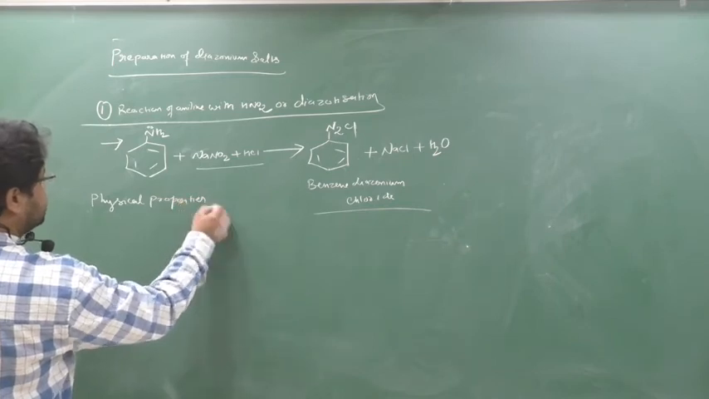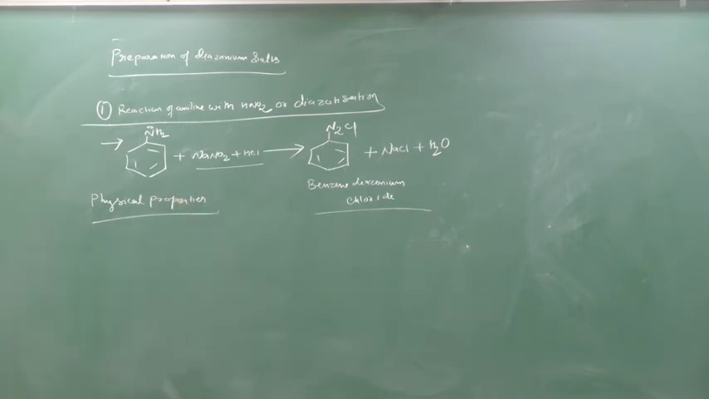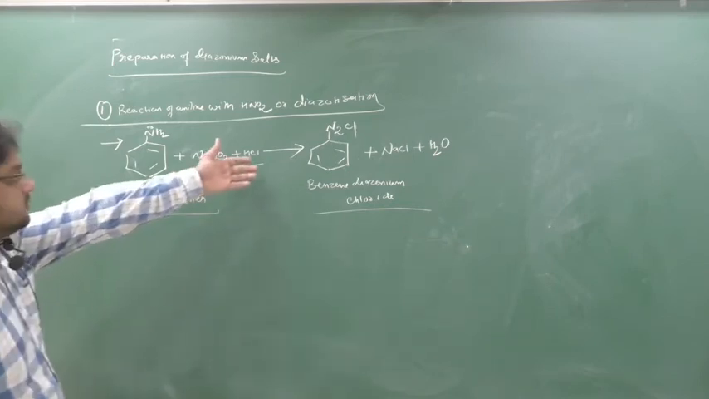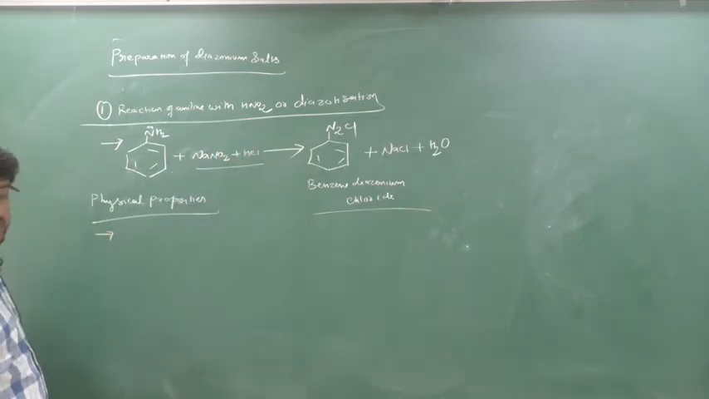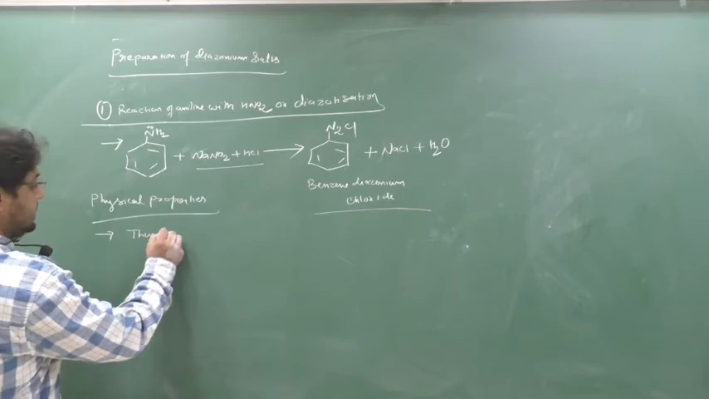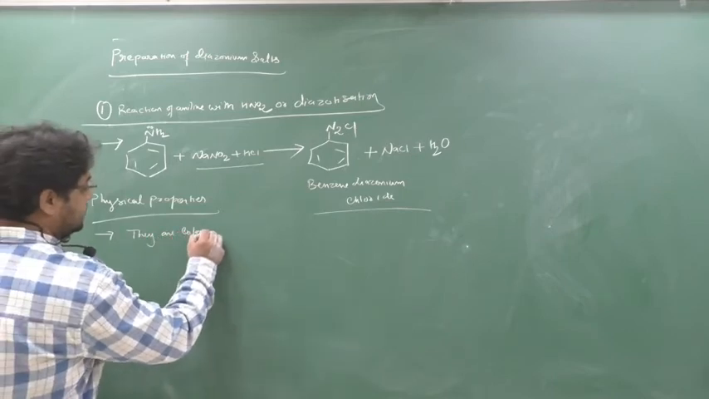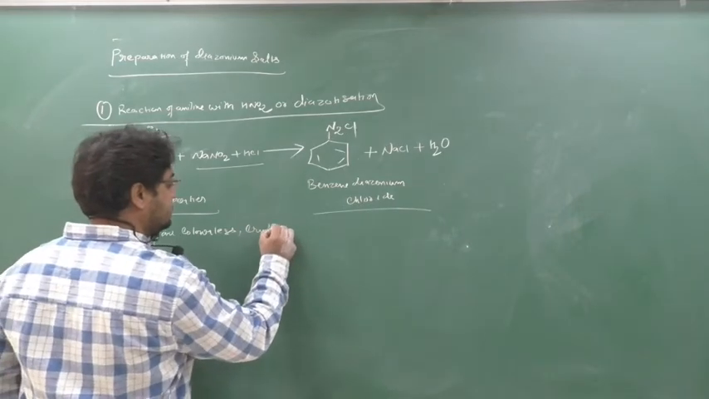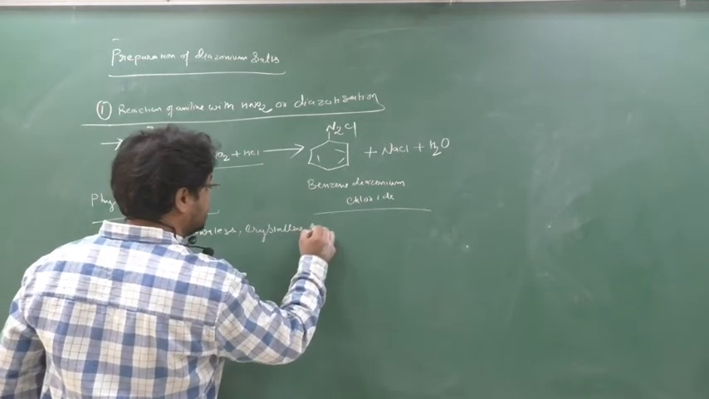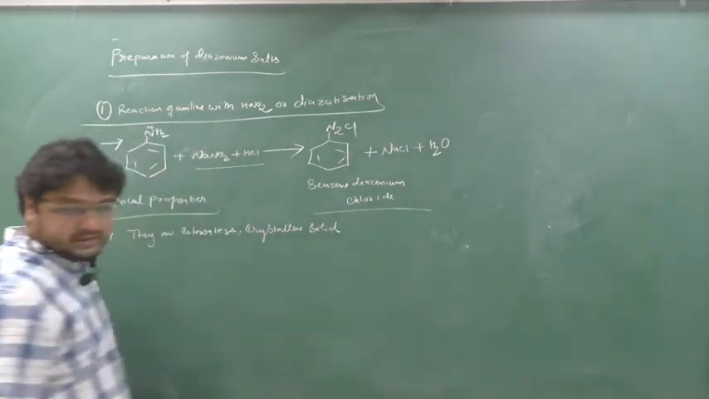Physical properties. First physical properties, this is very important. All diazonium salts are crystalline solids. First, they are colorless. This is important. They are colorless crystalline solids.